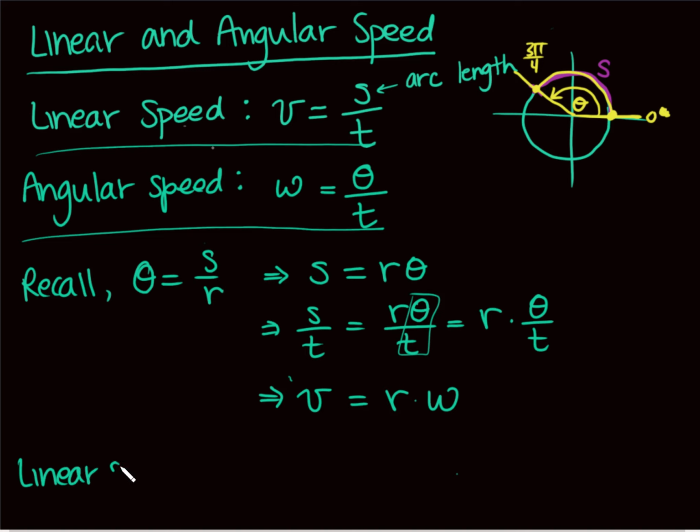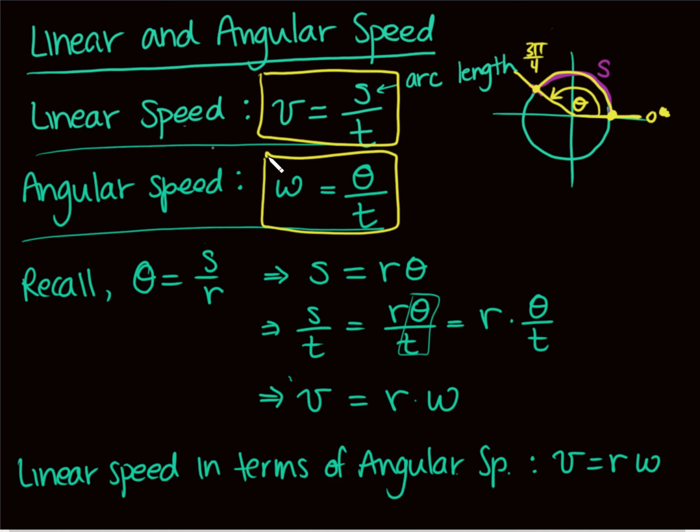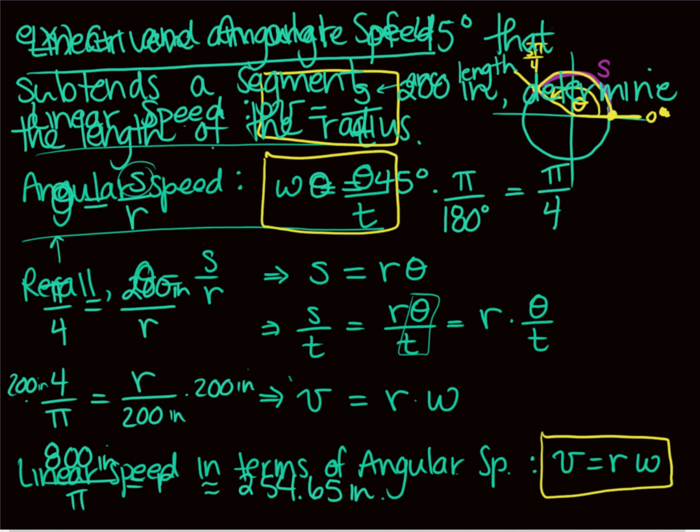So linear speed in terms of angular speed, we're going to do some examples, I promise, is given by my radius times omega, times my angular speed. That's it. So those are the important ones that we're going to use. This is my linear speed, how fast am I moving along the outside of the circle. This is my angular speed, what is the angle that I went through in a certain amount of time. And then my linear speed is equal to my radius times my angular speed. Let's do some examples.